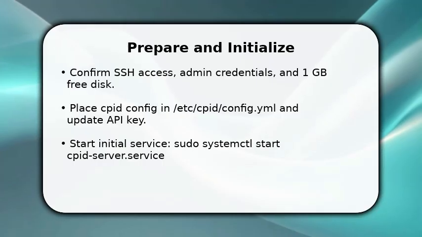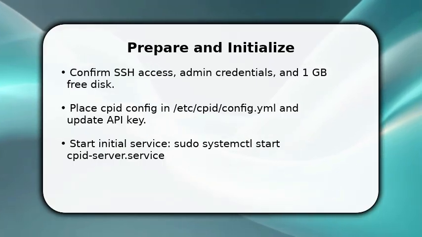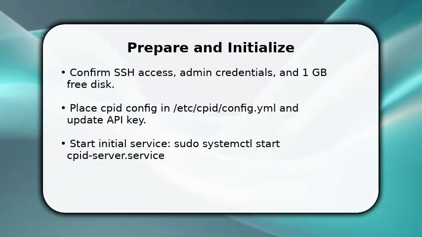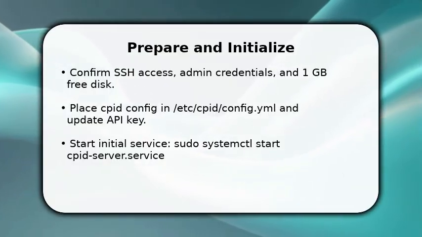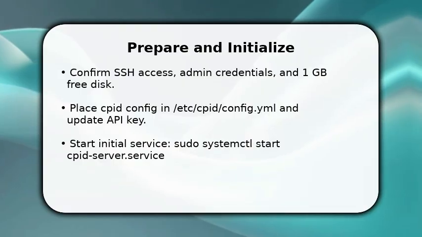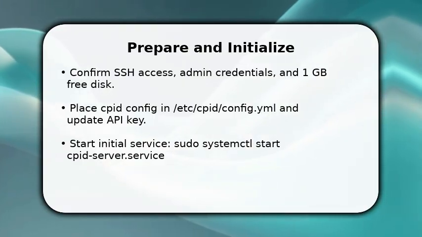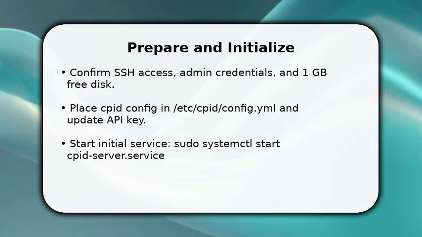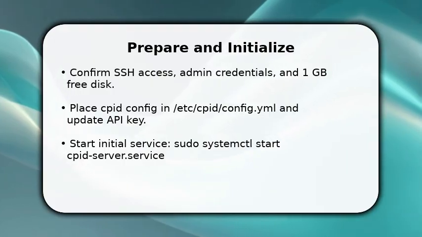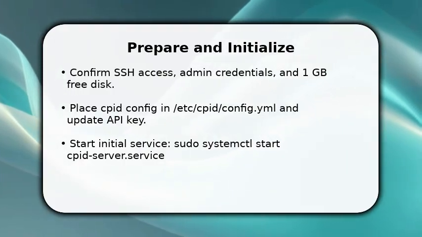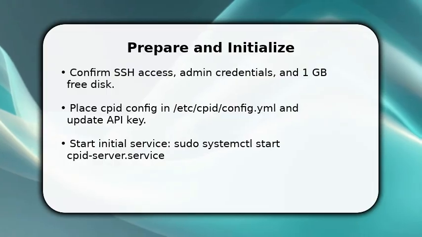You start by validating the essentials: SSH into the host, confirm admin credentials, and ensure at least 1 GB free disk space. Once done, copy the provided cpid config to /etc/cpid/config.yml and insert your API key so the server can authenticate.